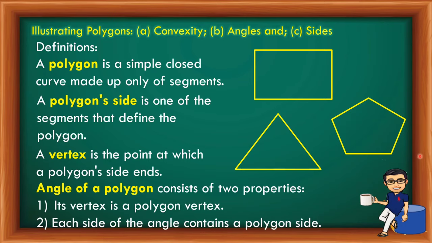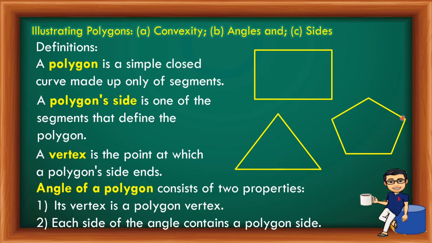Another thing na mayroon sa polygon is the angle of a polygon, which consists of two properties. One of the properties is that each vertex is a polygon vertex. Ibig sabihin, kung ito yung angle na pinag-uusapan natin, ito rin yung vertex niya at ito rin ay vertex ng ating polygon. Same with this, kung ito yung angle na pinag-uusapan, ito yung vertex ng angle at yung vertex na yan ay vertex din ng polygon.